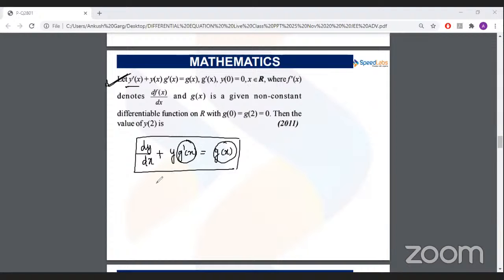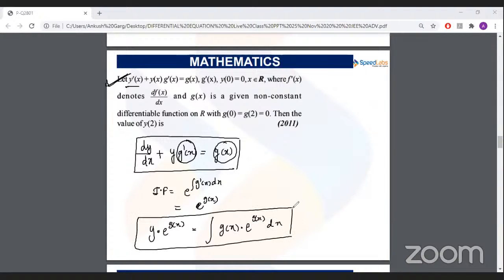So to find its solution, what you will say? First, you will find the integrating factor, that will be e to the power p, that is g dash x dx. तो वो तो simply क्या आ जाएगा? E to the power g x only. So the solution you will write, that will be y into integrating factor equal to q, that is g x, into integrating factor dx. This is what we are getting, right?